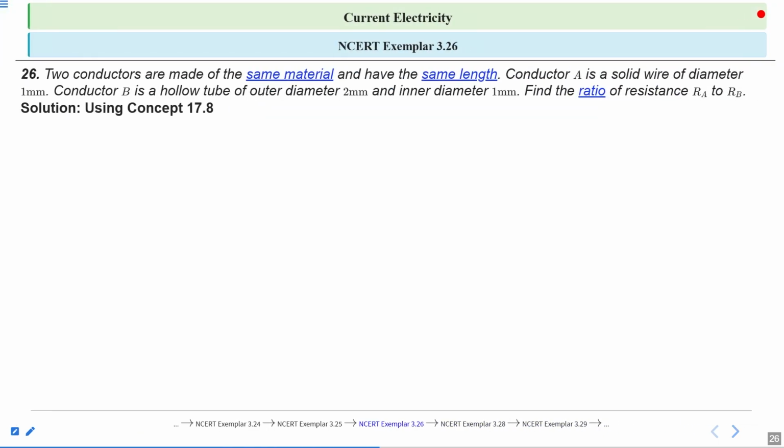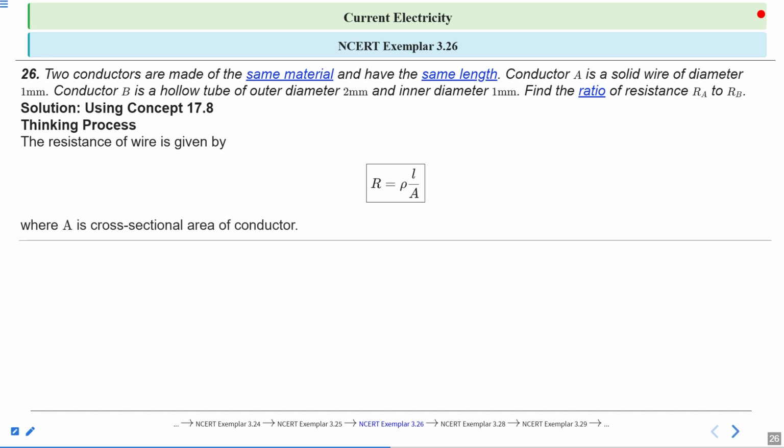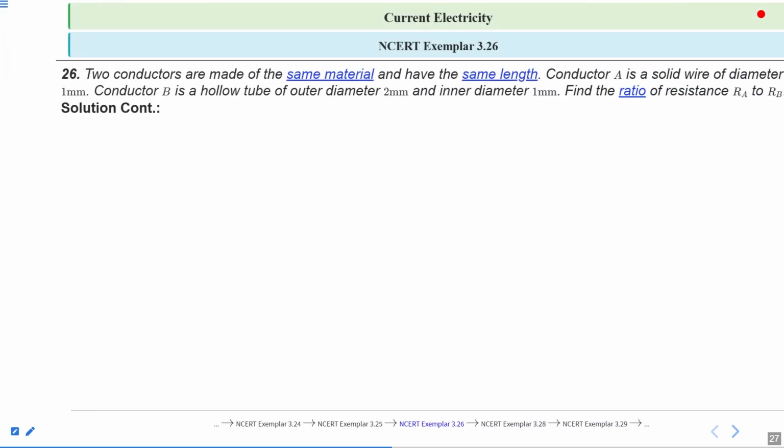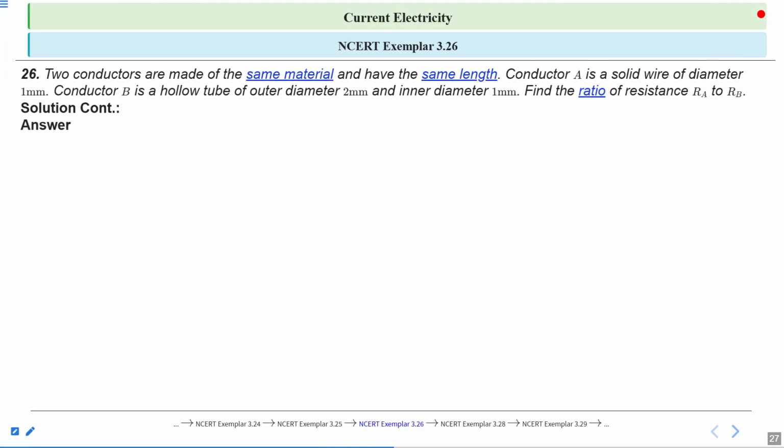So using concept 17.8, the thinking process for this question is: the resistance of a wire is given by capital R equal to rho L upon A, where A is the cross-sectional area of the conductor. So resistance is directly proportional to length and inversely proportional to area of cross-section. So let's see the answer.